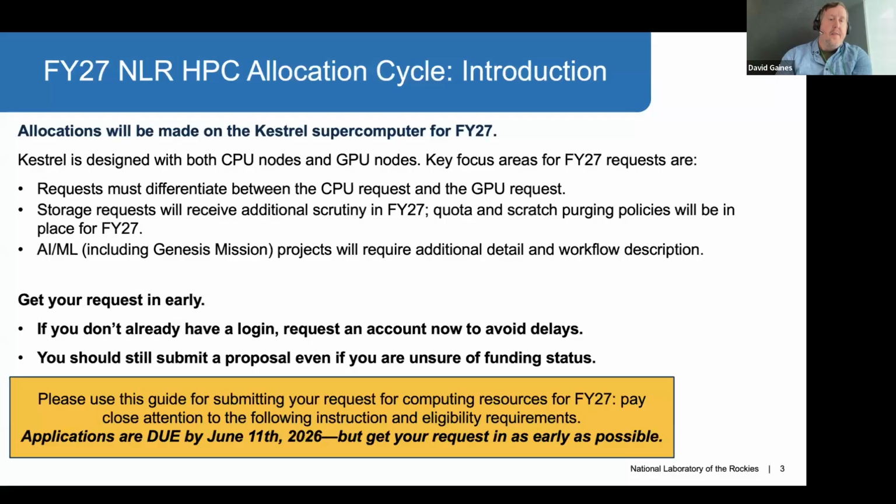And again, the second high-level slide is the allocations we make on Kestrel. As I said, it's a heterogeneous system, so it's designed with both CPU nodes and GPU nodes. There's really three key focus areas for FY27. The first one is differentiation between what you need for the CPU side and what you need for the GPU side. This is really a repeat from last year.